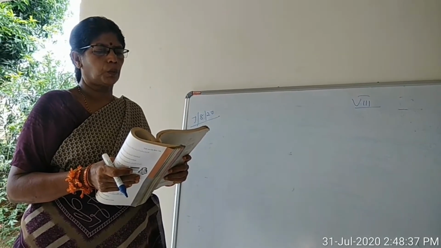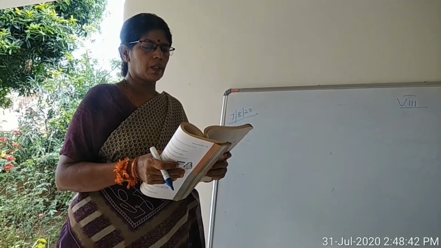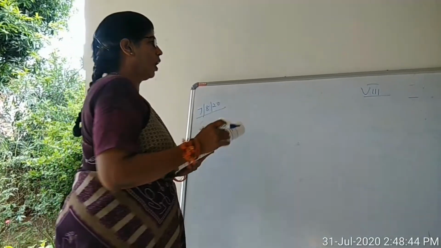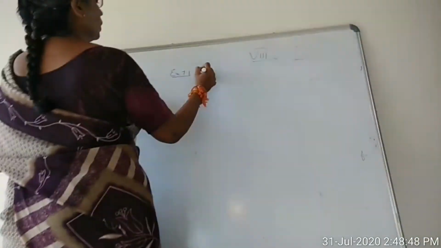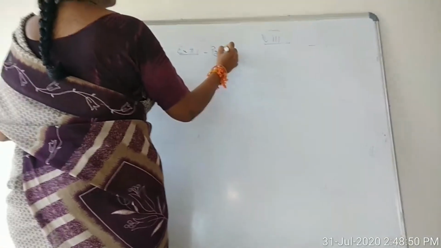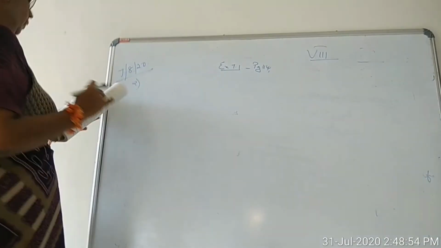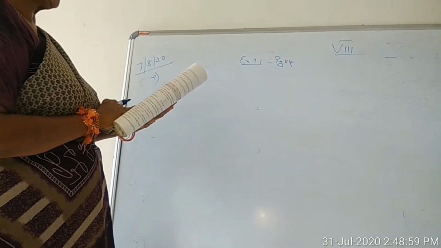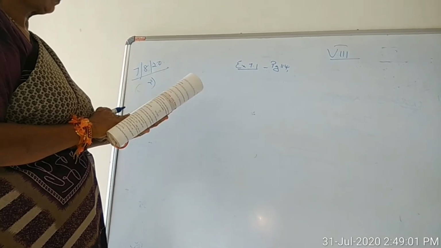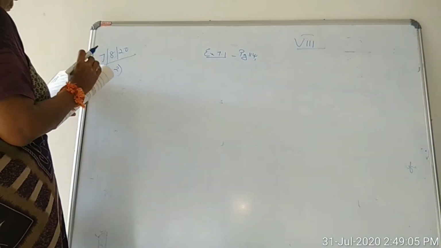Now, today's class, we begin with exercise 7.1, second sum, page number 140. Roman number 2, the first one is over. Find the smallest number by which each of the following numbers should be multiplied to get a perfect cube.